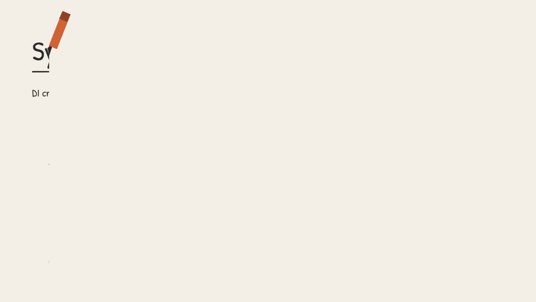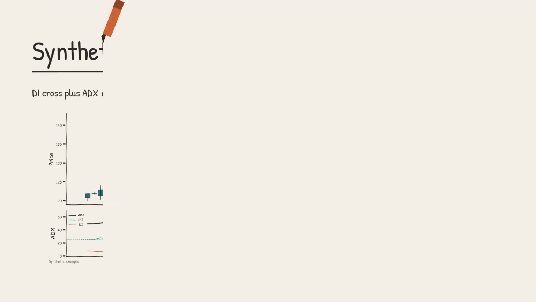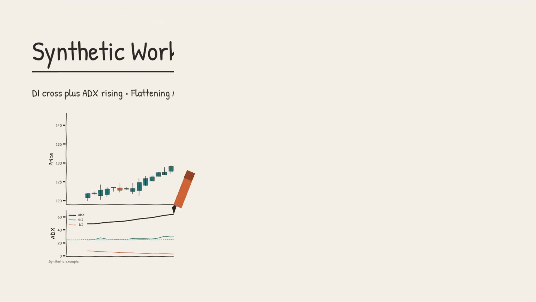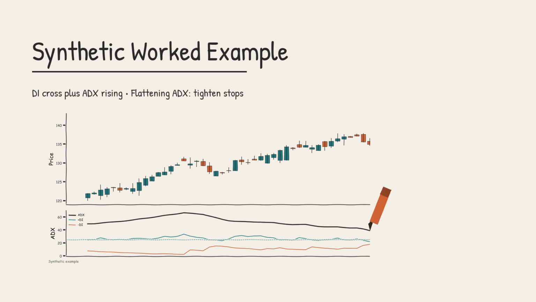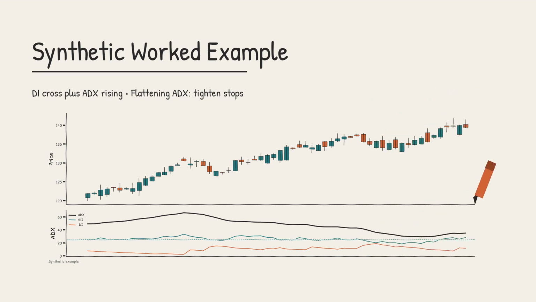Look at this synthetic uptrend. Price grinds higher, plus DI pulls above minus DI, and ADX lifts from 18 through 25. That's your green light. Notice how ADX keeps climbing while price extends, then flattens near 40. The flattening, not a DI cross, is your first warning to tighten stops or take partial profit.